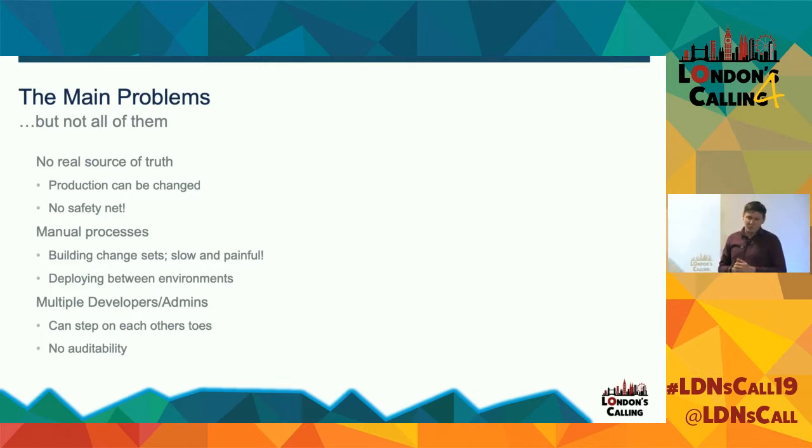If you've got multiple people working in your org, it becomes much harder. You can very easily step on each other's toes. You can overwrite something that one of your admins has done, or they can overwrite something that you as a developer have done. And you may not even necessarily know who did what, because there's no really good way to audit these things.